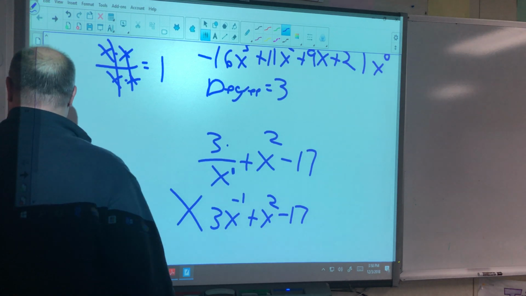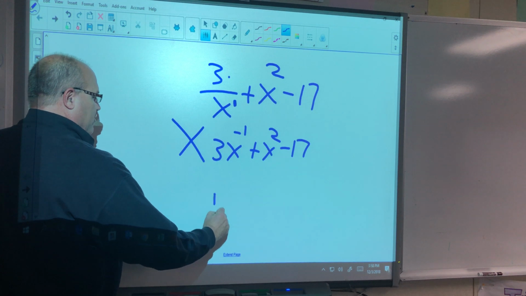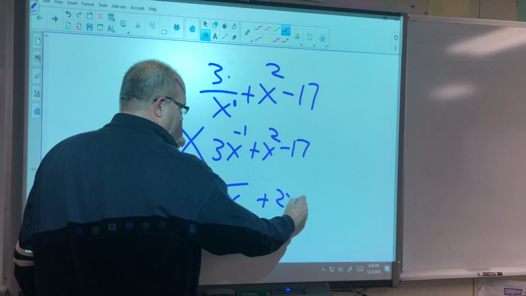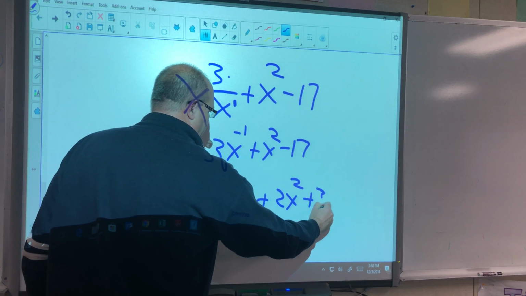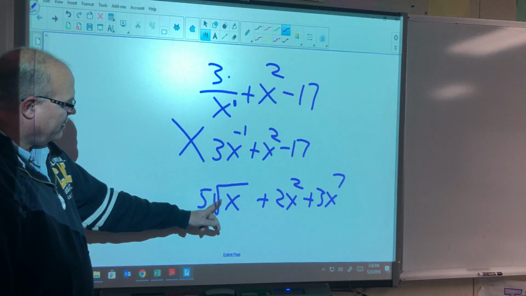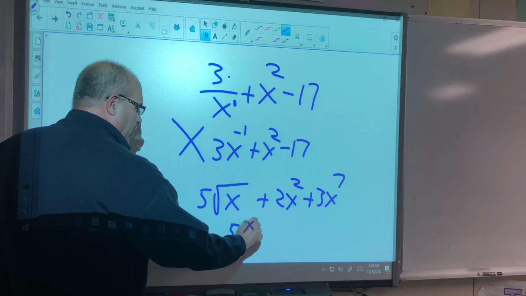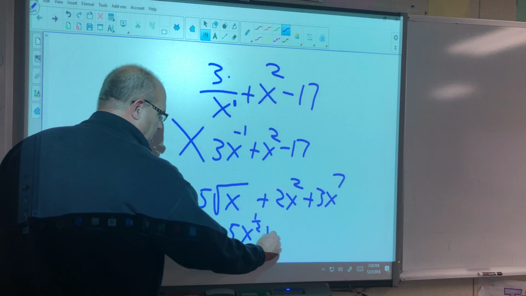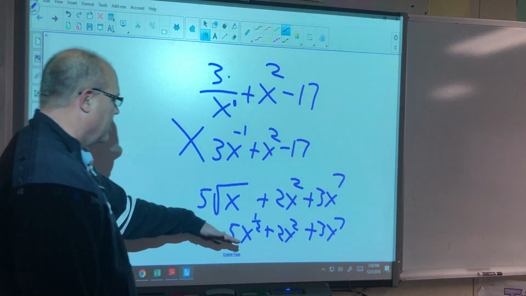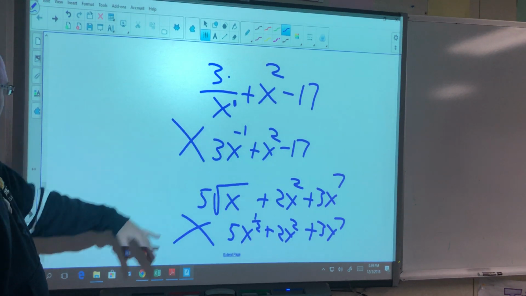You also could not have a square root. So you can't have the square root of 5 times the square root of x plus 2x squared plus 3x to the 7th. That is not a polynomial because the square root of x, that's like saying we have 5x to the 1/2 power plus 2x squared plus 3x to the 7th power. So therefore that is not a polynomial. Okay, so there's a couple examples that are not.